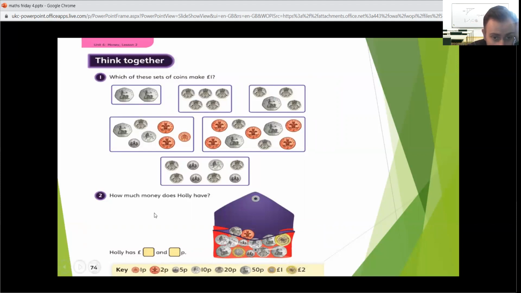Number 2, how much money does Holly have? Okay, so we need to count. Oh, I could have made that a bit bigger, really. I should have made that purse a little bit bigger. Sorry, guys. You're gonna have to look quite carefully there. I am anyway, to see how much money Holly has in her purse in pounds and pence. They're asking for pounds and pence, not just pence. Not just pounds, but pounds and pence. All right, so we've got 2 questions to have a go at. Pause the video, have a go at those now.